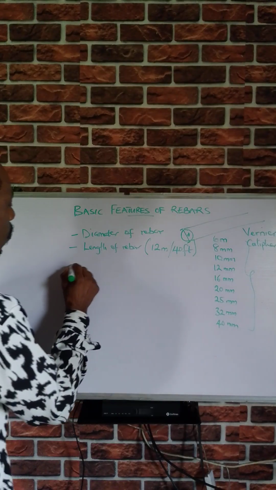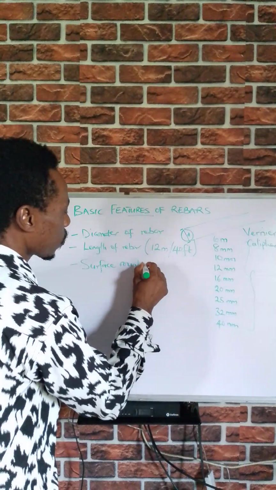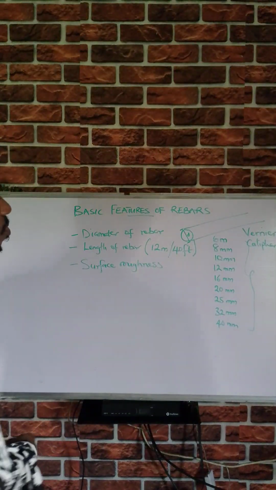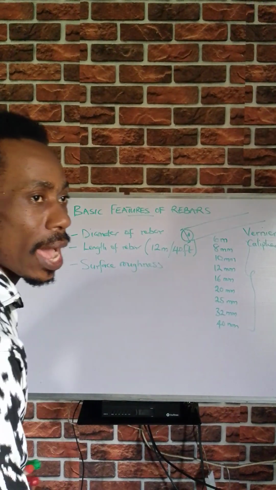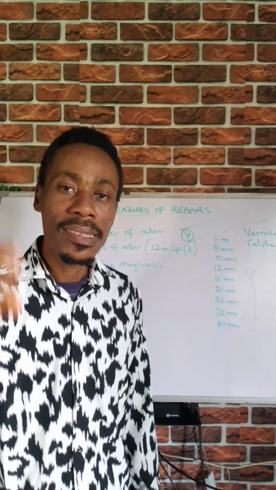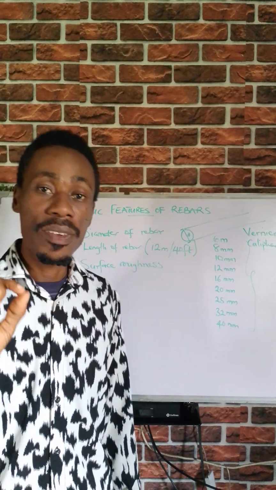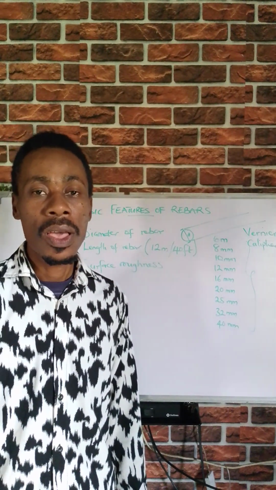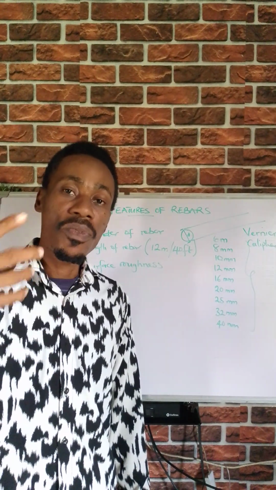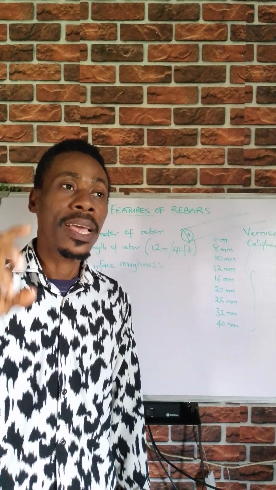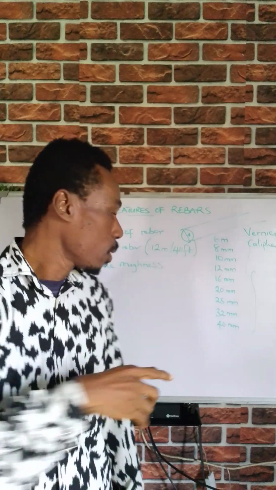Then we also look at the surface. We also look at surface roughness. Now, surface roughness here talks about the deformation. Okay, in our reinforcement we have what we refer to as high yield steel. We have mild steel. Mild steel are usually those reinforcements that have a smooth surface. While high yield steel, one of the distinguishing features is that the high yield steel has a deformed surface. All right, which is what we are talking about.